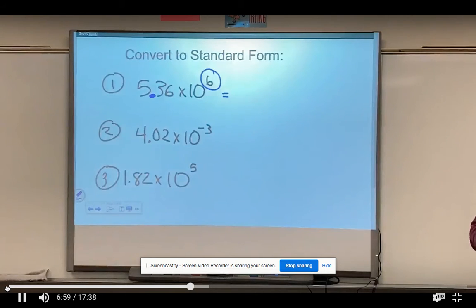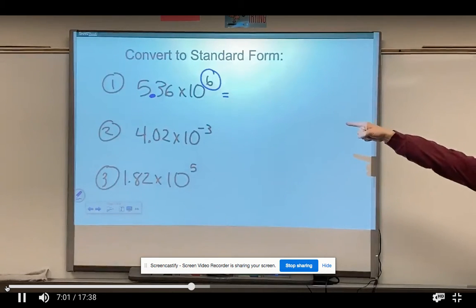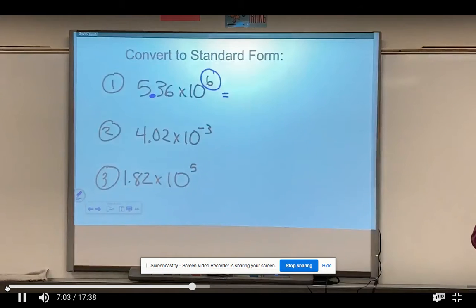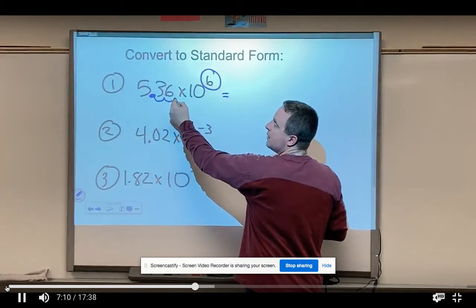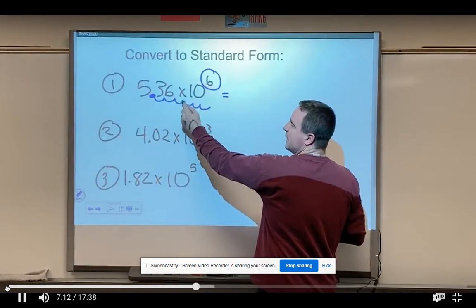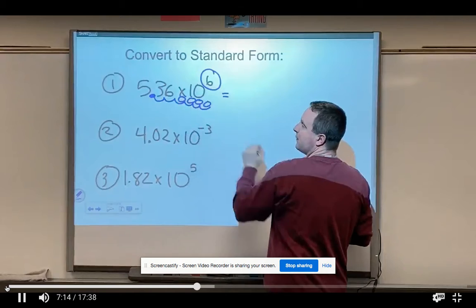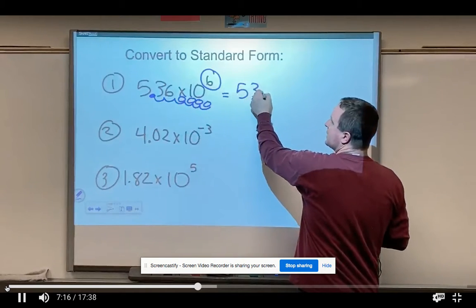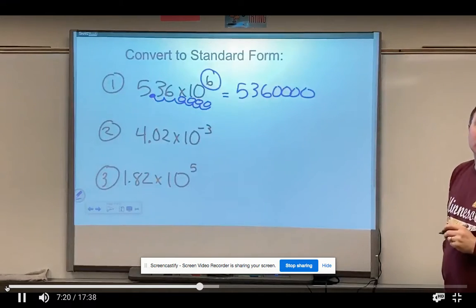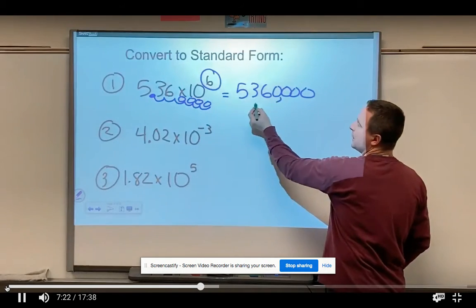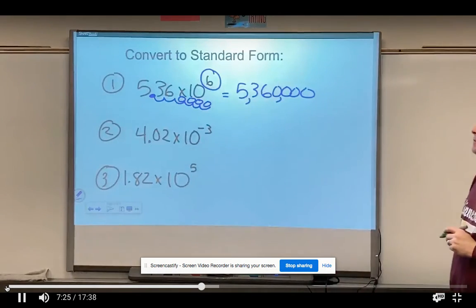Okay, and because it's a positive 6, I need to make that number bigger. 5.36 bigger. The way I make a number bigger is I move it to the right. And I'm going to move it to the right 6 times. 1, 2, 3, 4, 5, 6. And these little bubbles get filled with zeros. So it's a 5, 3, 6 with 4 zeros. It doesn't have 6 zeros. It has 4 zeros. And if I want to go back and put in my commas, that would be 5,360,000.